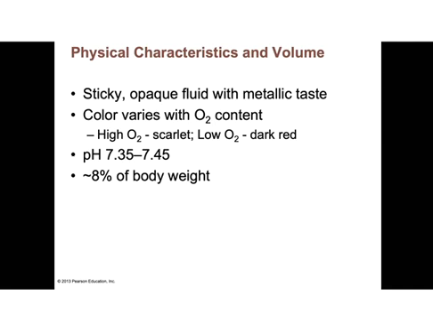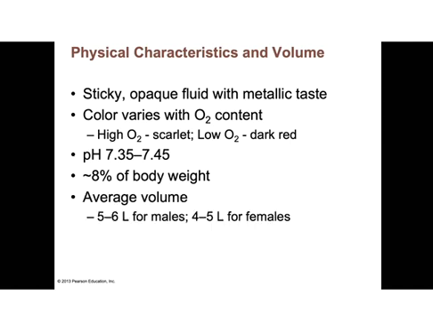But the blood in your systemic veins, which are the blood vessels that bring blood back from the body to the heart, is dark red, okay? And they look blue through the walls of the vein, right? The pH is between 7.35 and 7.45, and it's about 8% of our body weight. If we get above 7.45, we experience alkalosis. Below 7.35, we have acidosis.